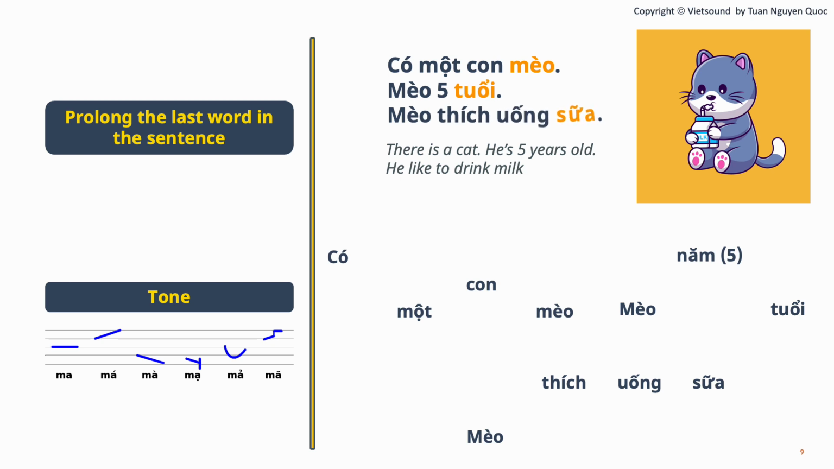So you can hear that I prolong the last words in each sentence. Let me do it again. Có một con mèo, mèo 5 tuổi, mèo thích uống sữa.